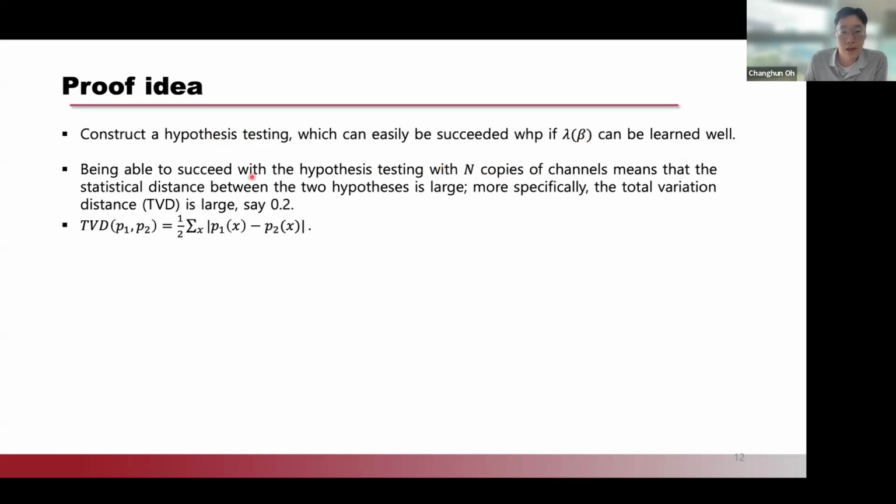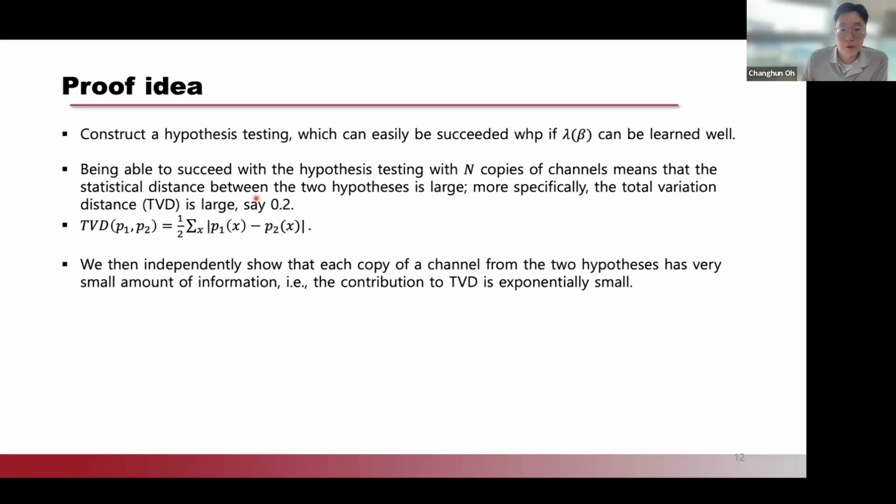That means that the statistical distance between these two hypotheses constructed in the first bullet point has to be large, because the statistical distance has to be large to make them easy to distinguish. More specifically, the total variation distance between these two hypotheses has to be large enough, which in this case means some constant, like 0.2. To be clear, the total variation distance is given by the difference of the probability distributions in absolute value.